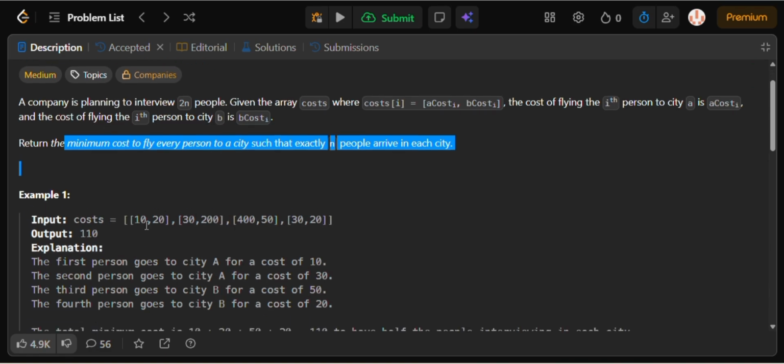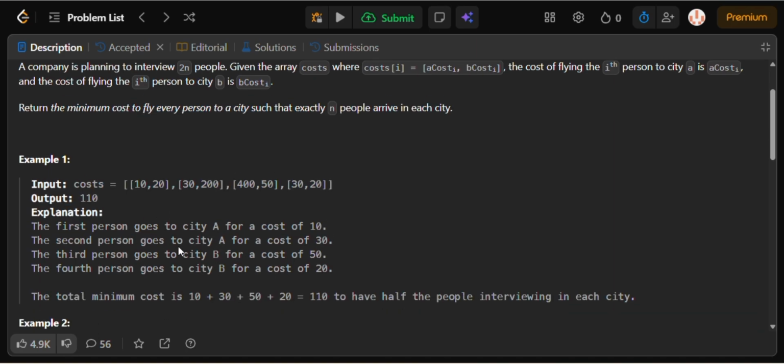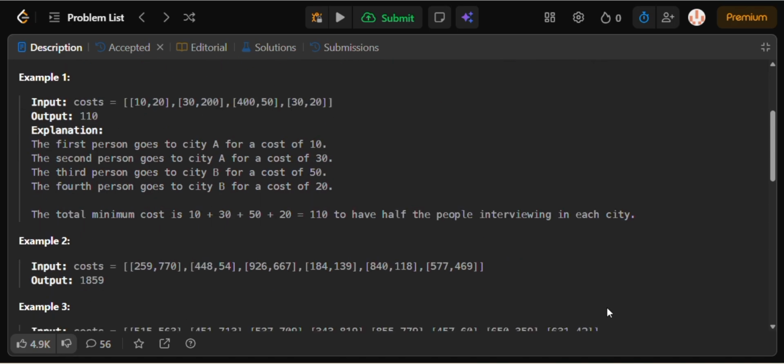There is a costs array where each person has two costs: 10, 20, 30, 200, 400, 50, 30, 20. So the answer is 110. And how? The first person goes to city A for a cost of 10. The second one also goes to city A for a cost of 30. The third goes to city B for a cost of 50. And the fourth person goes to city B for a cost of 20. When we add it up, it becomes 110, with half of the people flying to each city. So it's the minimal and most efficient solution.